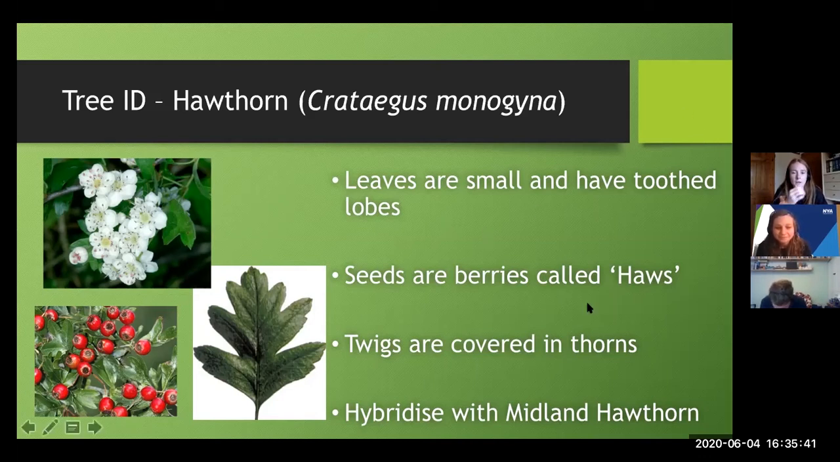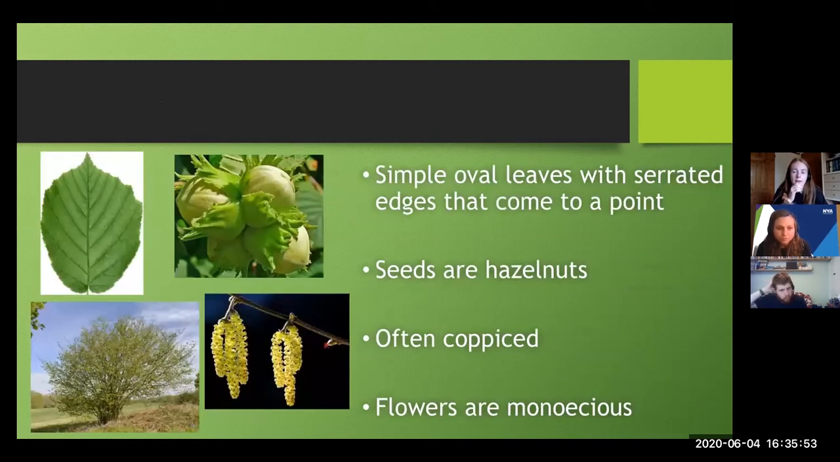Yeah, and there's another species of hawthorn called the Midland hawthorn that it often hybridizes with, and they look really similar, so I'm not sure how easy it is to tell when that happens. Any guesses for this one? Again, there's a clue in what the seeds are.